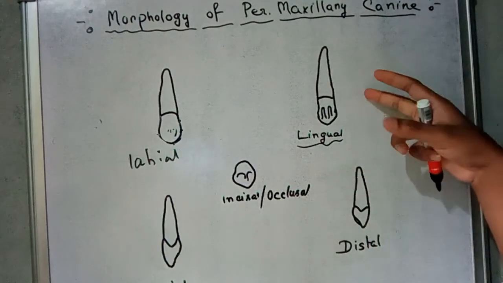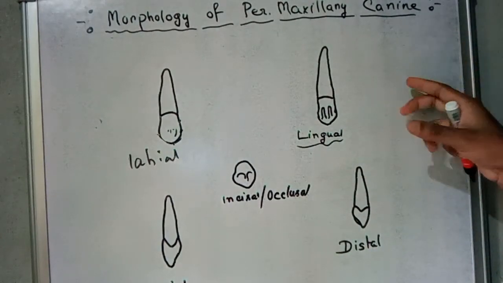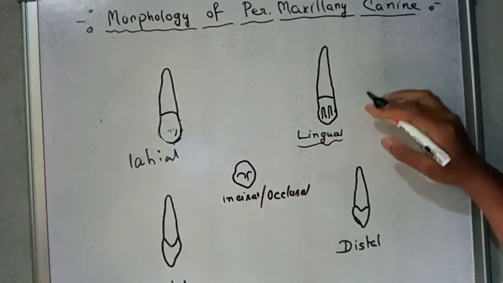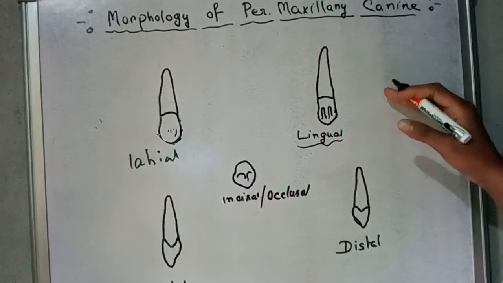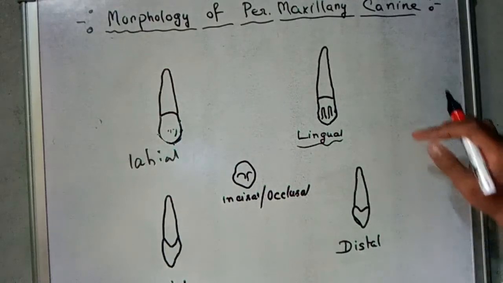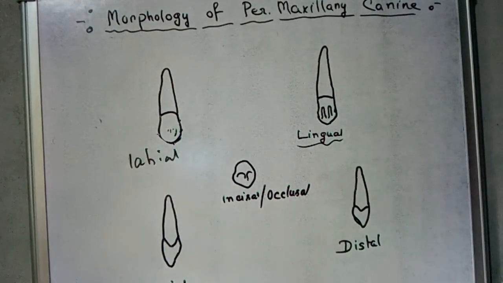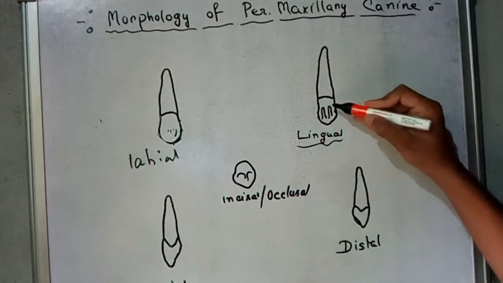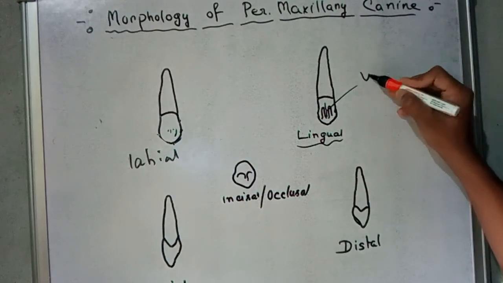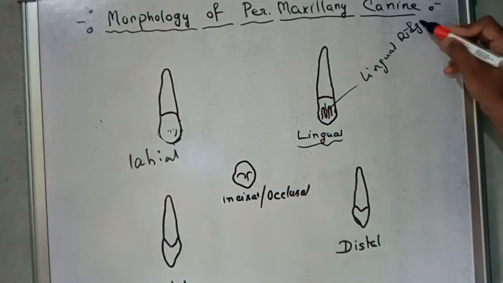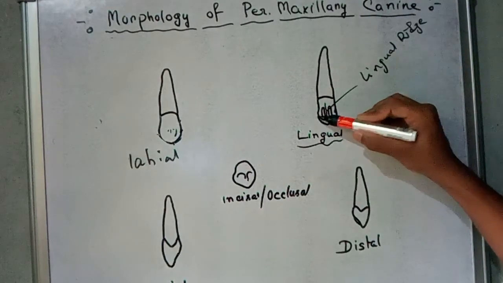A well-developed lingual ridge is seen, which divides the mesial and distal lingual fossae. The heavy marginal ridges are associated with a well-formed cingulum and fossae. This is the lingual ridge, which is well developed and divides the two portions.